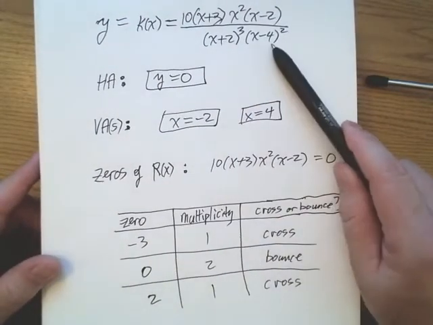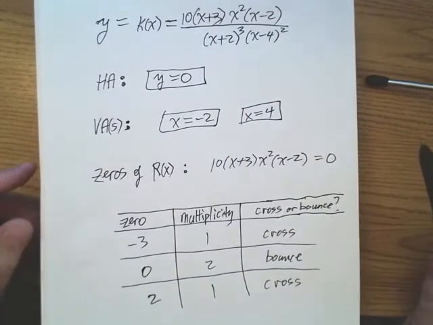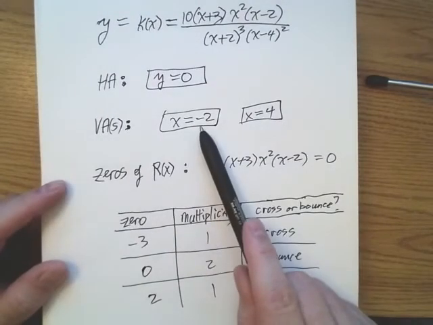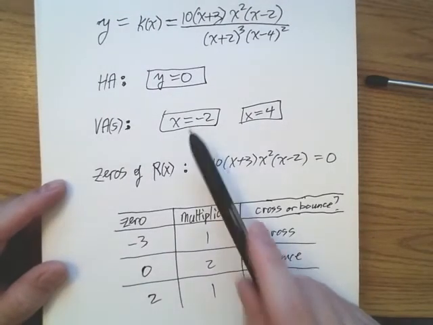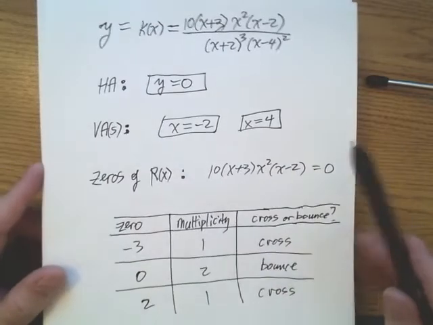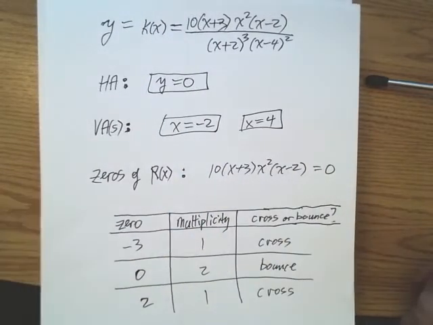You take the denominator, set it to 0 and solve. Okay, you can see the solutions would be what? Negative 3 and 4 here, so these vertical lines will be vertical asymptotes.